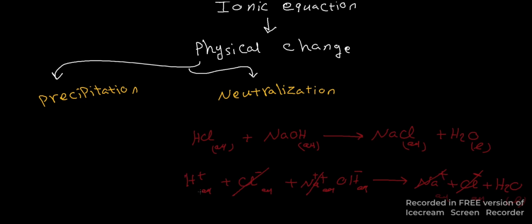So I have H positive, OH negative. They were aqueous and they become liquid. So I'm going to write them down here. H positive, aqueous, plus OH negative, aqueous, gives H2O. So this is the ionic equation.